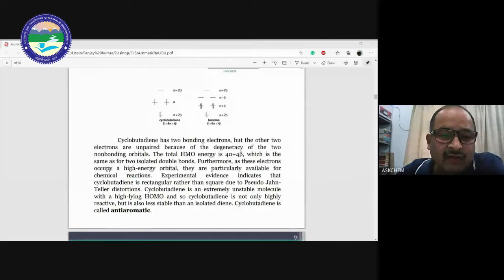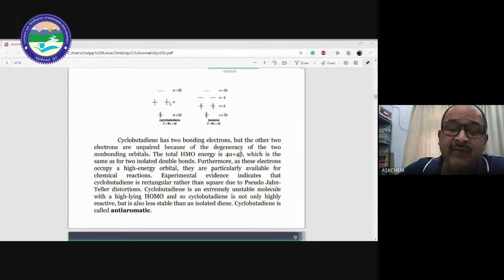so in comparison to bonding, they will be high energy orbitals. They are particularly available for chemical reactions. These two electrons, which are unpaired at the alpha level, are responsible for chemical reactions. And since they are in the triplet state, they are very much available for photochemical reactions. So cyclobutadiene has a lot of photochemical reactions, may give rise to monomeric photochemical reactions or dimeric photochemical reactions, which also come from this background. So they are particularly available for chemical reaction.